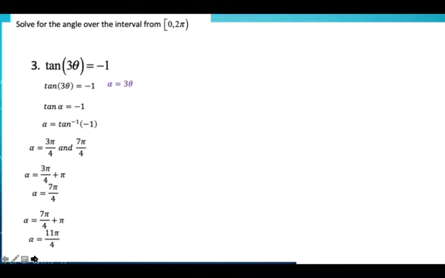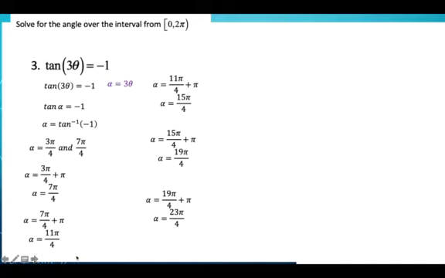And I'm going to add pi again, and again, and again, and add pi one more time. So adding pi 5 times to the 3 pi over 4 gives me my 6 solutions. So here are my 6 angles. Remember, that's not what theta is, that's what alpha is.